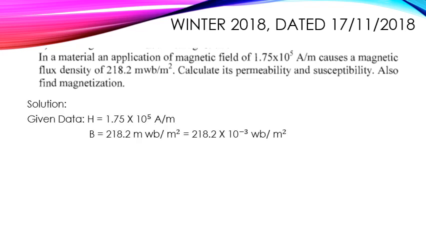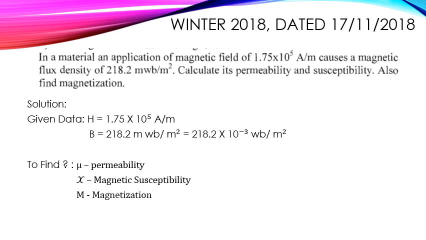So first write down the given data. As per the question, the magnetic field, that is field strength, is given as 1.75 into 10 raised to 5 ampere per meter, and flux density is 218.2 milliweber per meter square. So convert it into Weber per meter square. That is 218.2 into 10 raised to minus 3 Weber per meter square. Then after that write down what to find. So here as per the question we have to find first permeability, then magnetic susceptibility, and then magnetization.